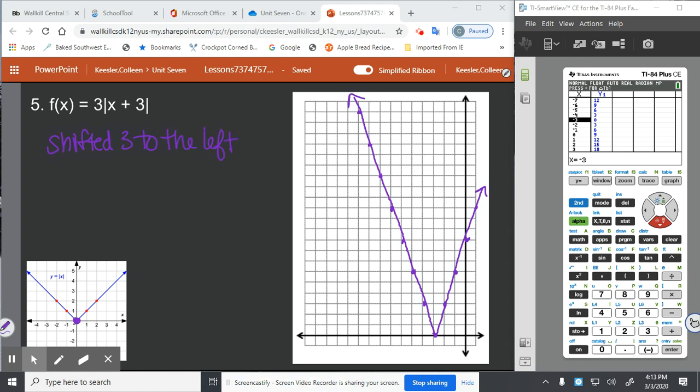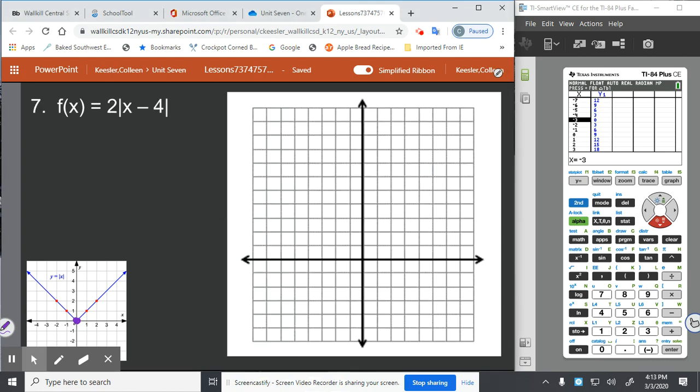And stretched by a factor of 3. And this terminology should be similar to what we saw when we were doing quadratic functions. All right, let's take a look at another one.